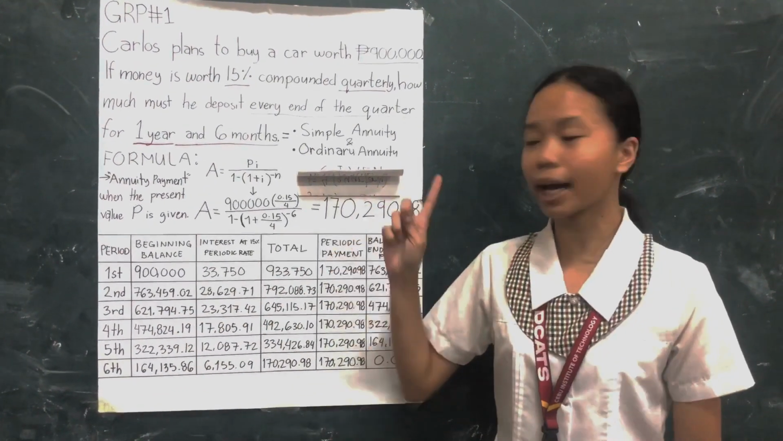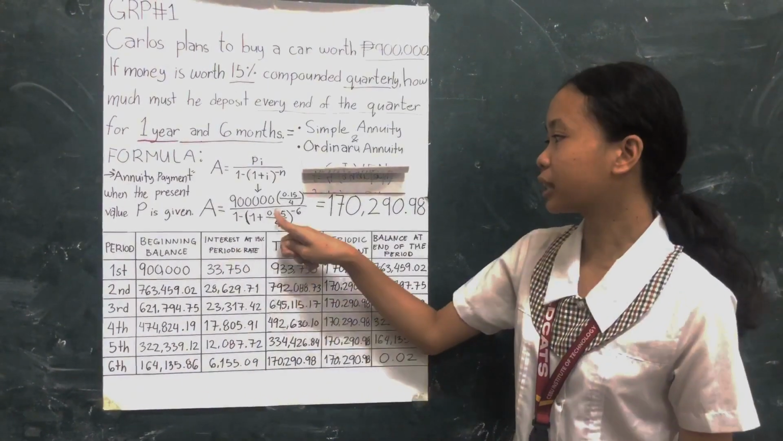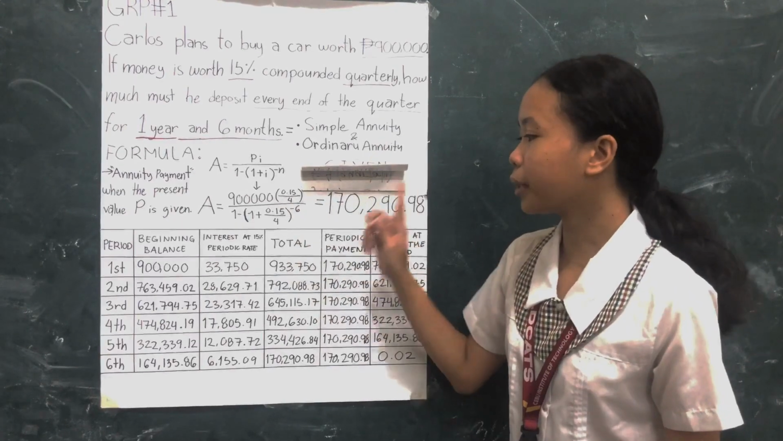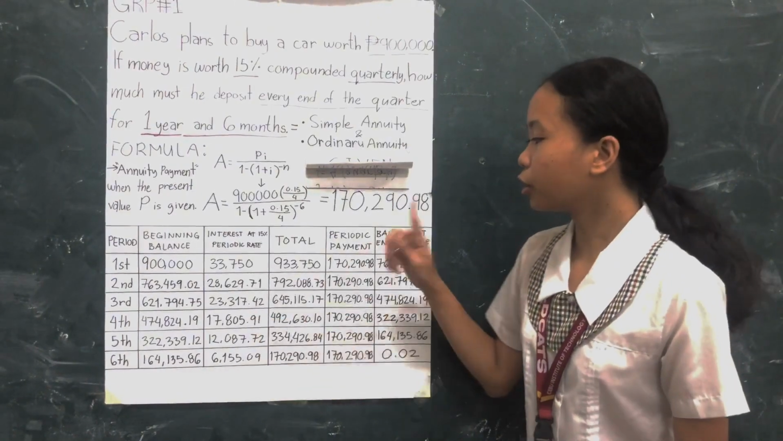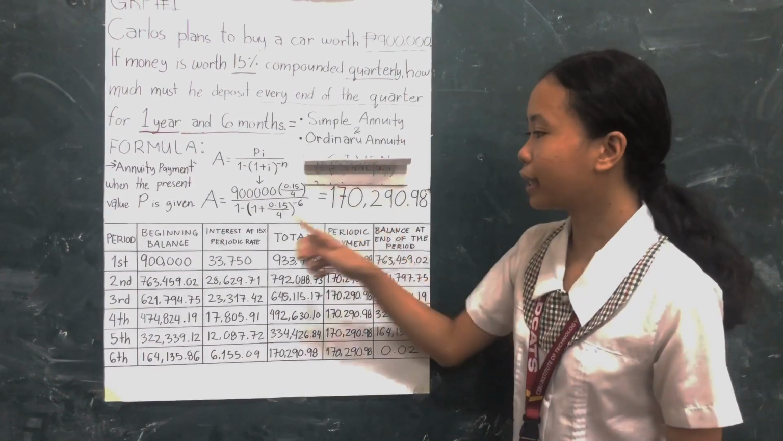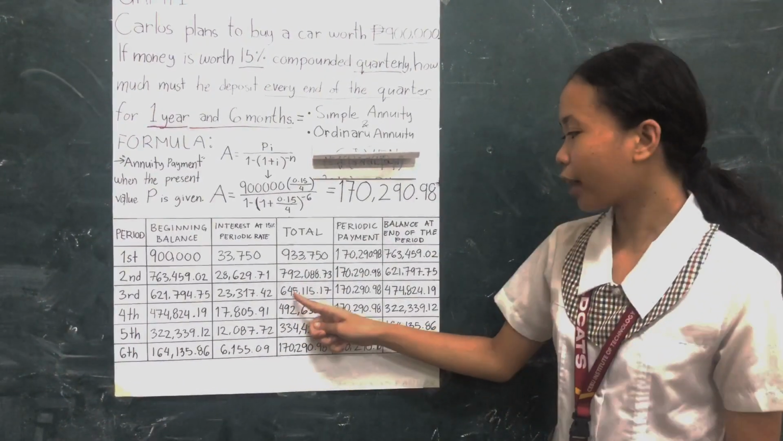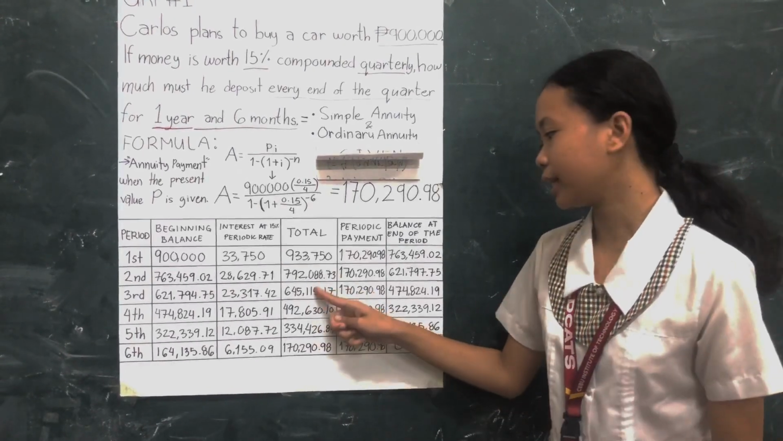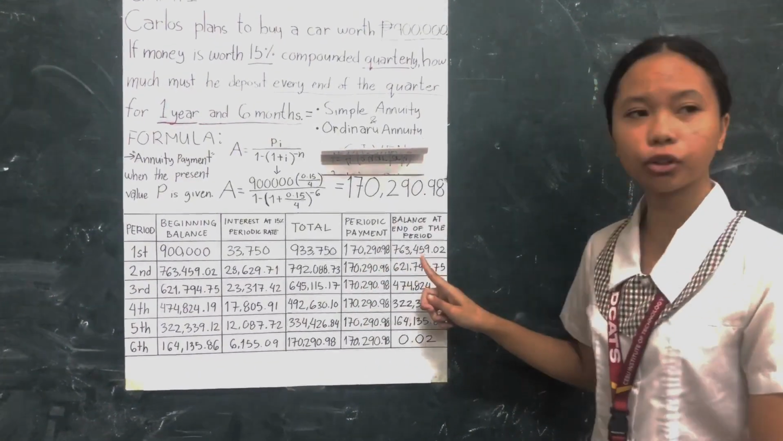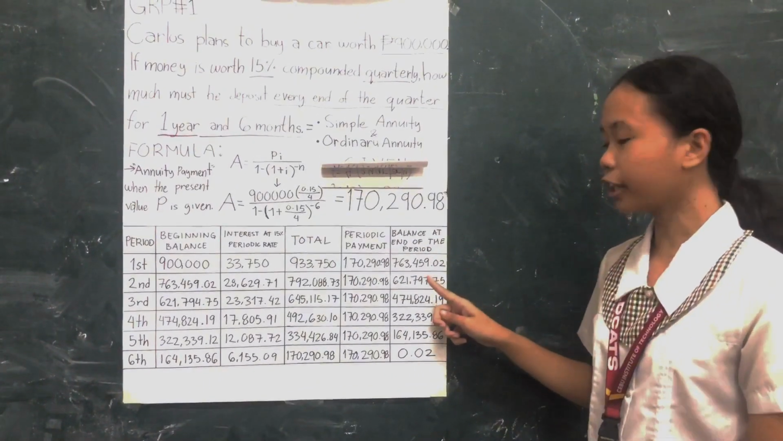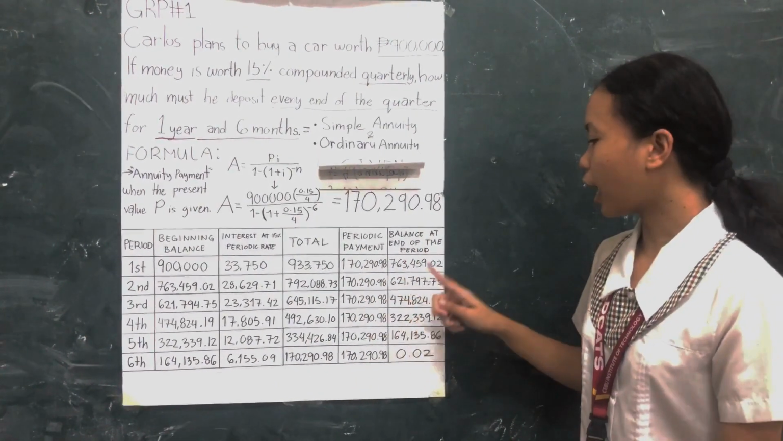So in the third period, we have a new beginning balance, which is 621,794.75. In order to get the interest, we multiply the beginning balance by the periodic rate, which is 0.15 over 4, so we get 23,317.42. In order to get the total, we add the beginning balance and the interest so that we get 645,115.17. The periodic payment is given. And then, in order to get the balance at the end of the period, we subtract the periodic payment from the total, and the answer will be 474,824.19.